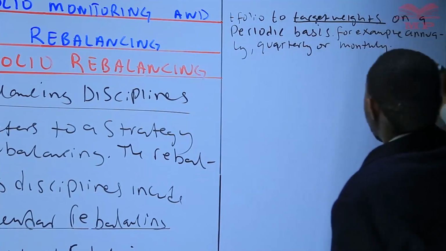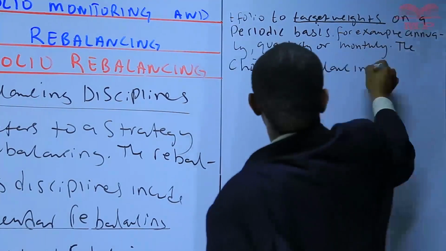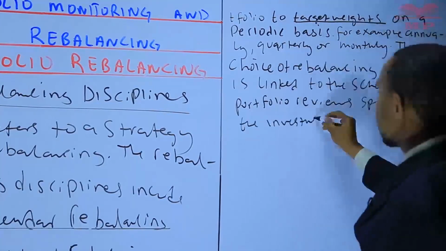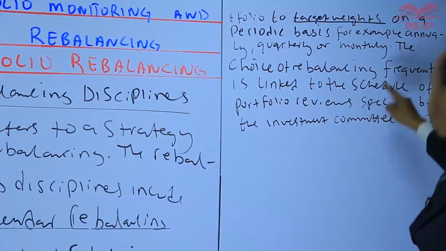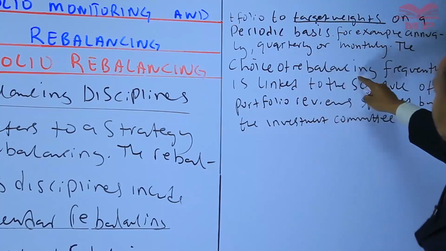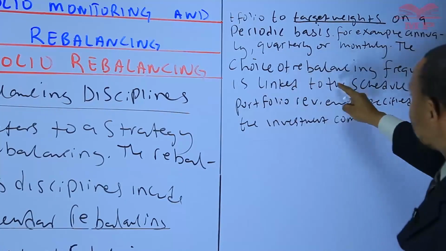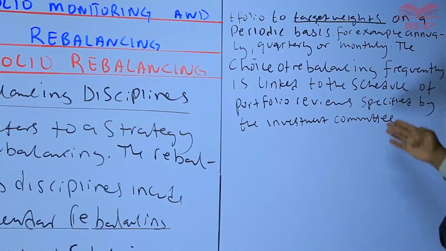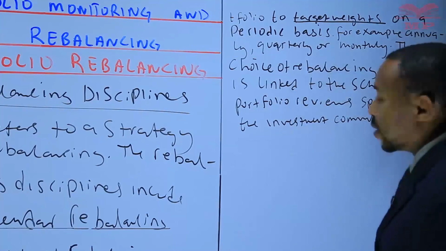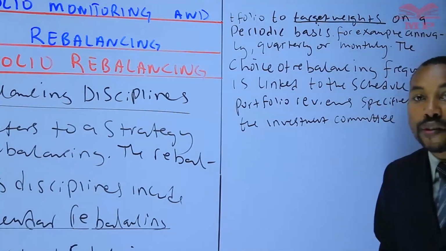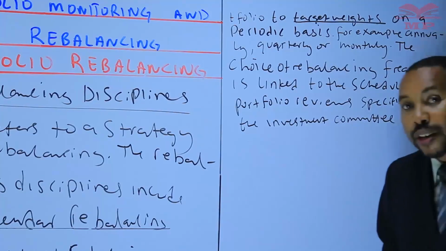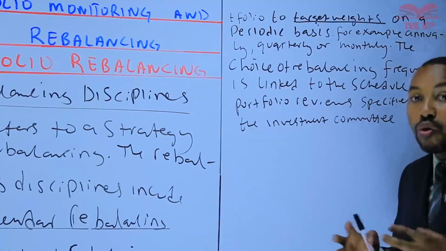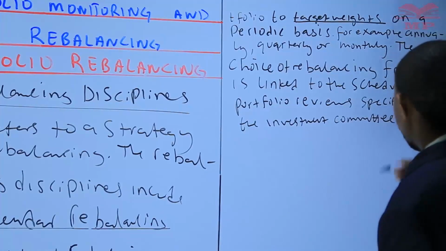The choice of rebalancing frequency is linked to the schedule of portfolio reviews, or how often the portfolio is going to be reviewed, specified by the investment committee. And of course, the investment committee is driven by an investment charter. The investment charter is one that specifies the caliber of individuals who actually constitute the investment committee itself.